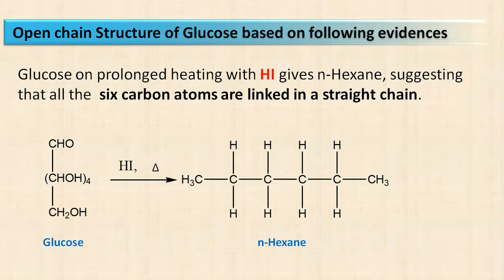Glucose on heating with hydrogen iodide gives n-hexane. That reaction suggests that all the 6 carbon atoms are linked in a straight chain. Since there is formation of n-hexane on heating glucose with hydrogen iodide, it is explained that all the carbon atoms of glucose are in a straight chain.